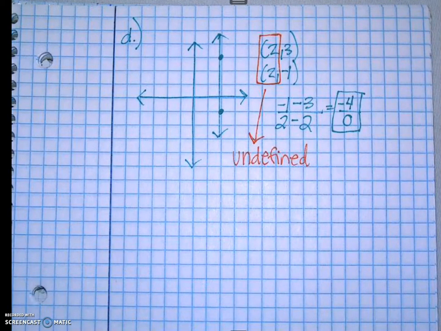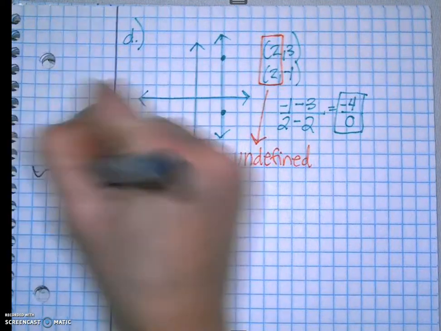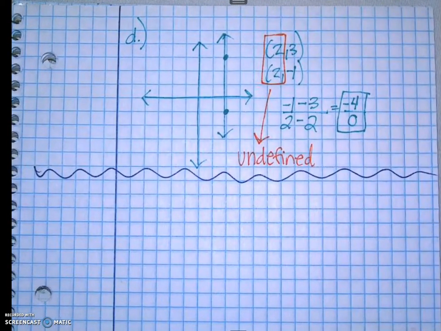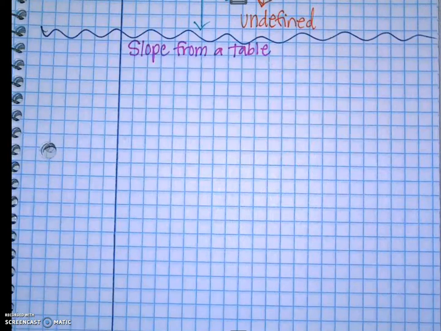And then I'm actually going to chunk my notes because the next part we're going to do is tables, and then we are almost done with notes for the day. Okay, so the last thing we're going to talk about is how to find slope from a table. So I'm just going to draw a table really quick. It's not going to be perfect. And then we're going to go over the steps to find the slope. Okay?